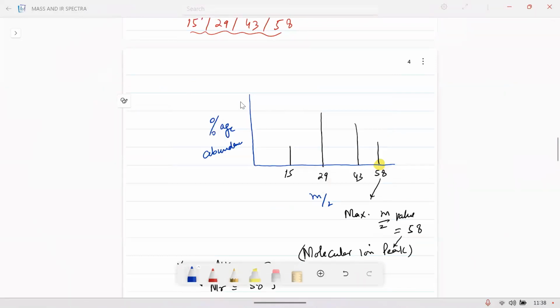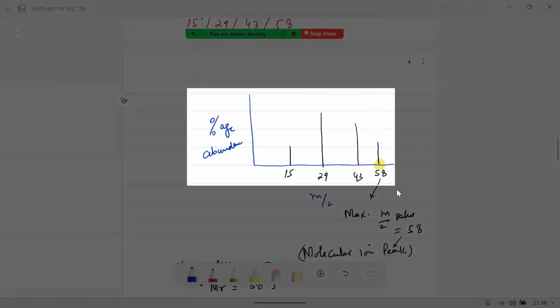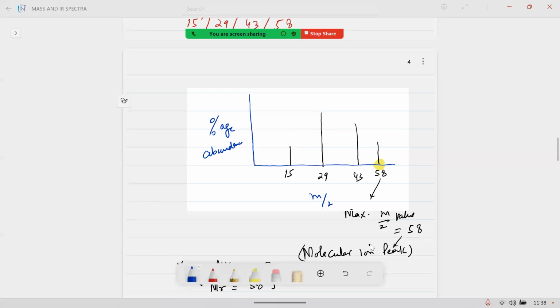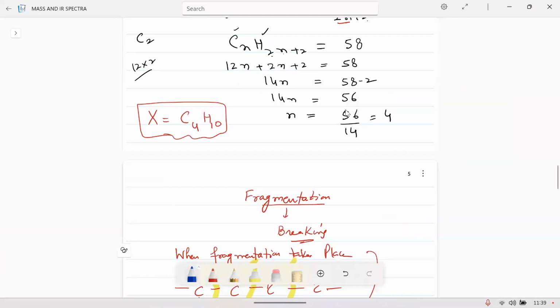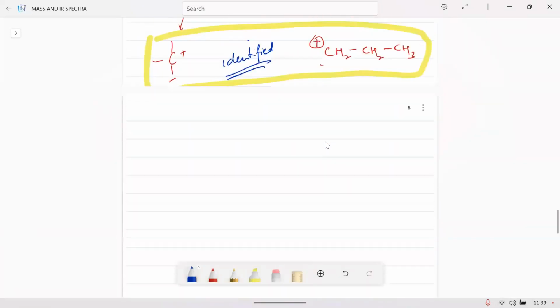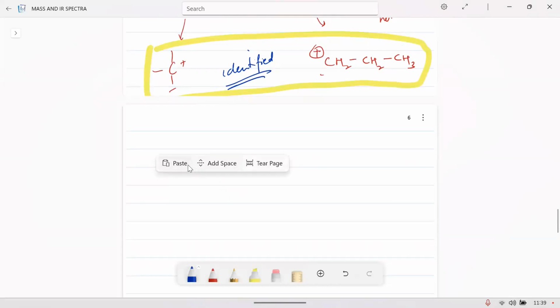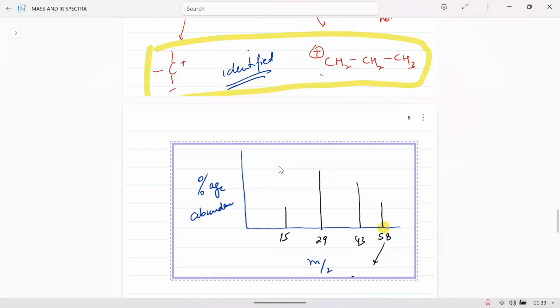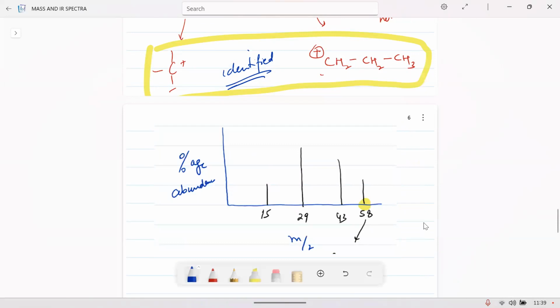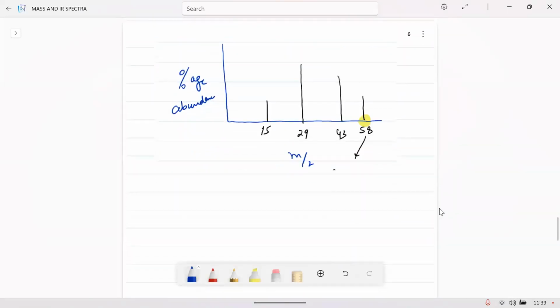This is a mass spectra that is given to us. From here, we have been able to understand the first thing, that it is butane, but right now we are trying to focus on what the other peaks are due to. So the other peaks are due to fragmentation. So let's understand how.